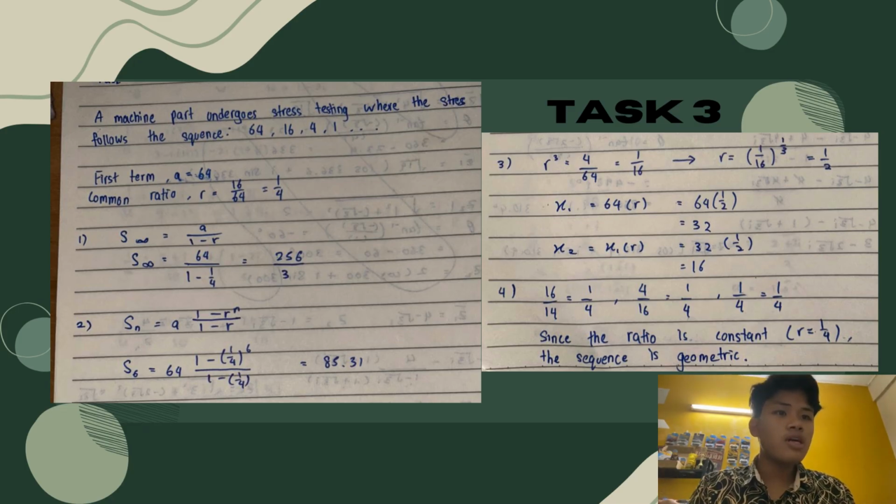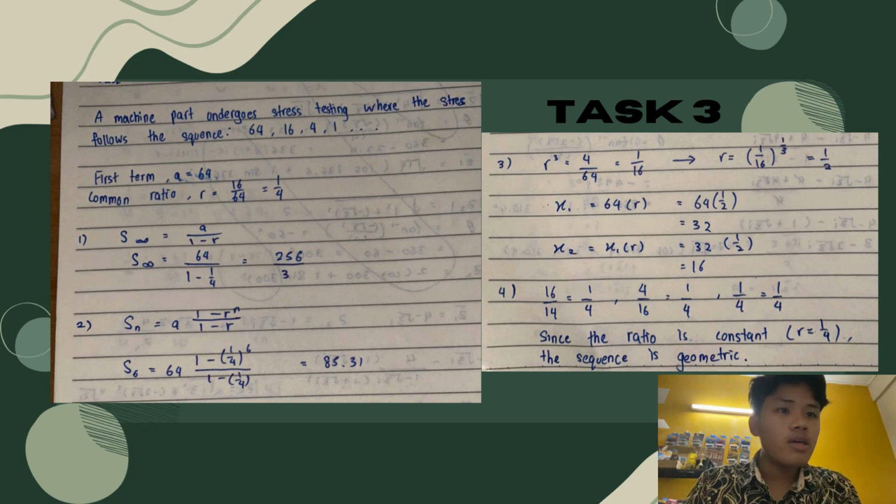Okay, question 2, find the sum of the first terms. We use the formula Sn equals A times 1 minus R to the power of n over 1 minus R.